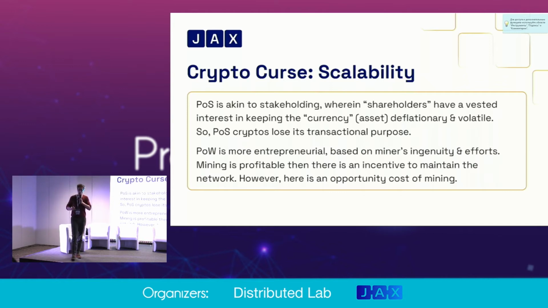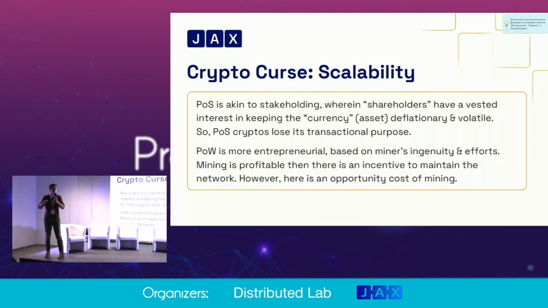And now you can also compare proof of work. It's more entrepreneurial-based. Miners have basically one incentive, to make profit. And as long as they make profit, they can maintain the system and maintain the security of the system. So it's a profit-oriented, commodity-based, cost-based decision. And in economics, we say that there you have an opportunity cost of mining.